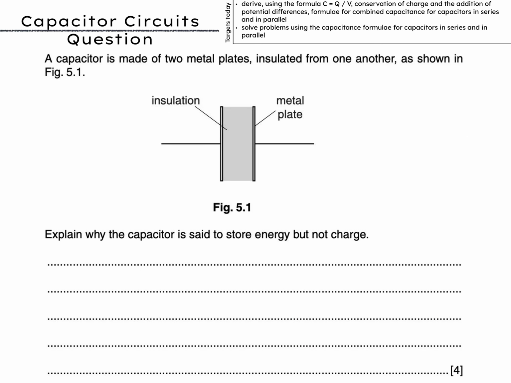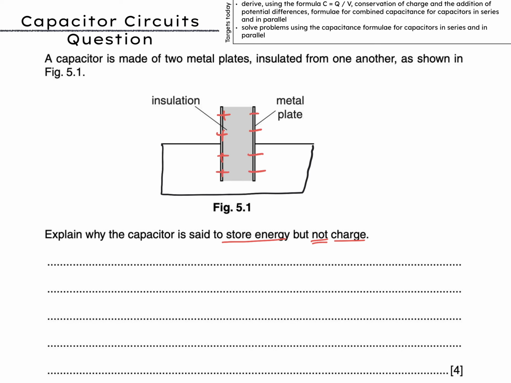Next up, a 4-mark question to explain why we say that capacitors store energy, not charge. So let's start with an uncharged capacitor. 2 metal plates. I'm going to connect the plates like so. No cell, just a wire. The total charge on the capacitor is 0.